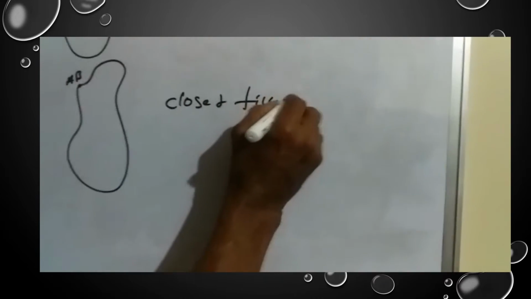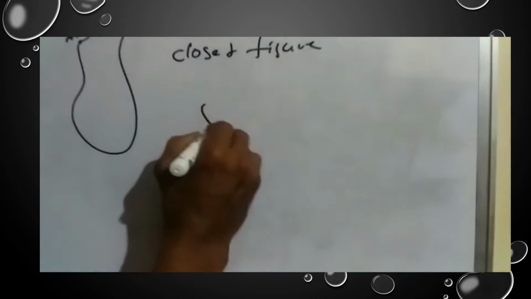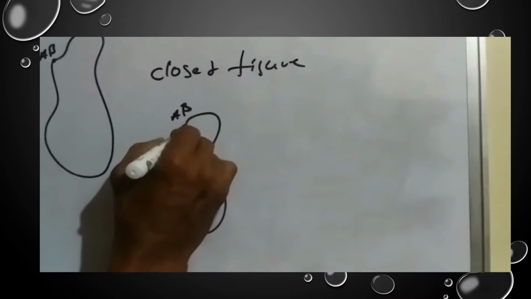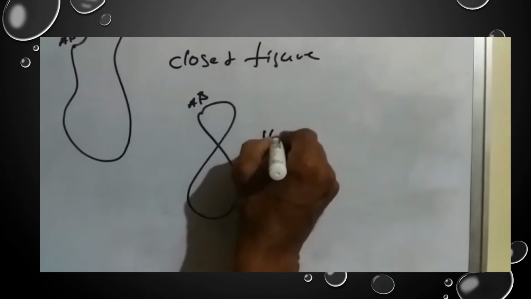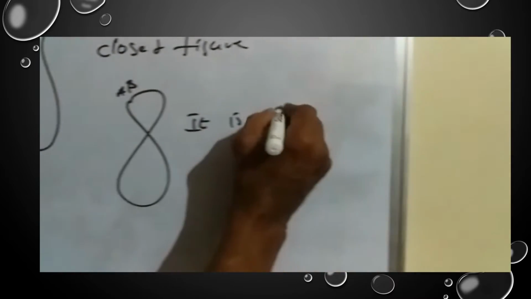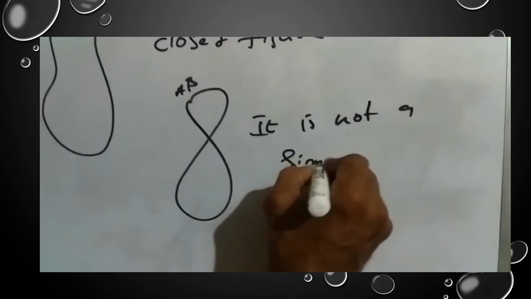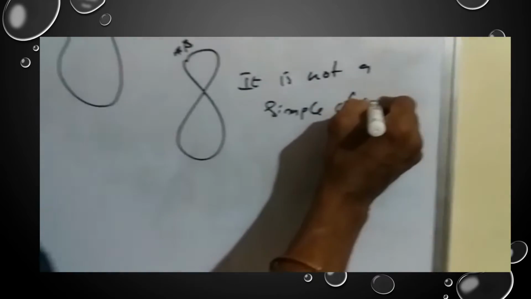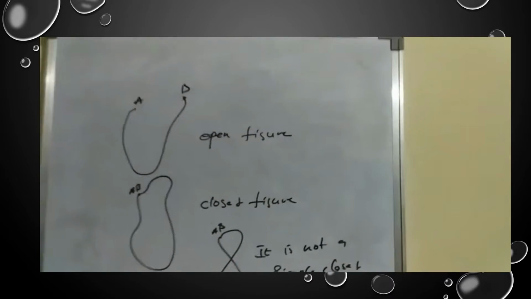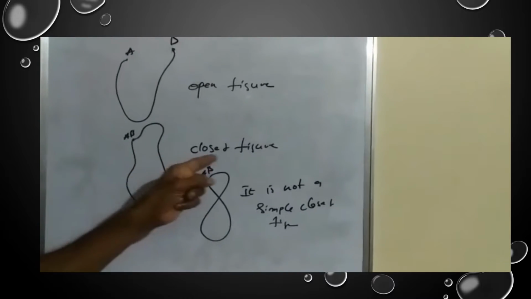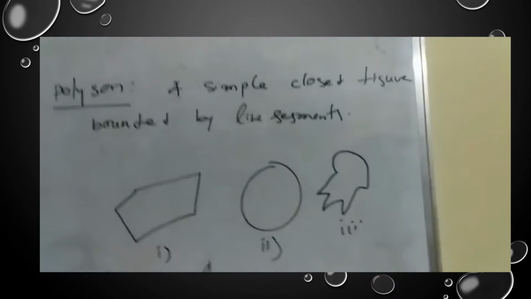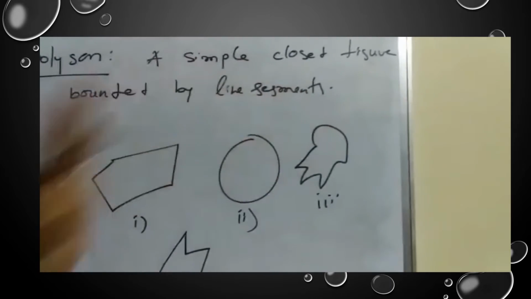What happened here? The figure crosses itself like that, so it is not a simple closed figure. Which is a simple closed figure? The figure where the two ends meet at a point is called a closed figure. A simple closed figure bounded by line segments.